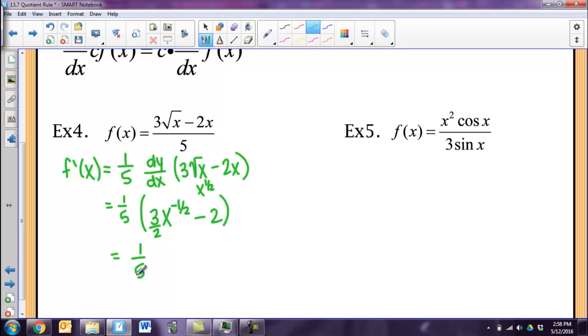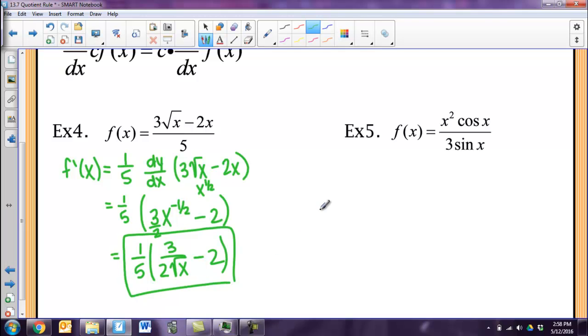And then I could just do a little bit of making this prettier. So I'd have 1/5 times 3 over 2. Remember, your x is going to go down to the bottom. I'm just going to make it a square root. And then I could go through and distribute that 1/5 as well. Okay, but again, you don't always have to use the quotient rule.